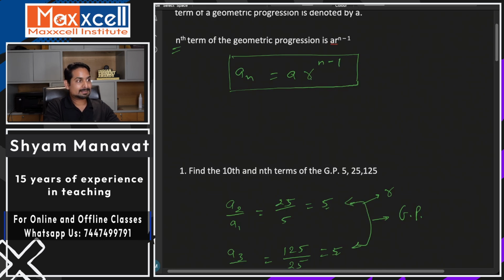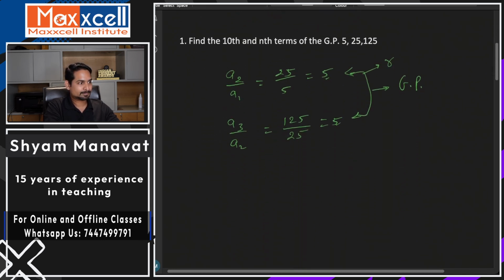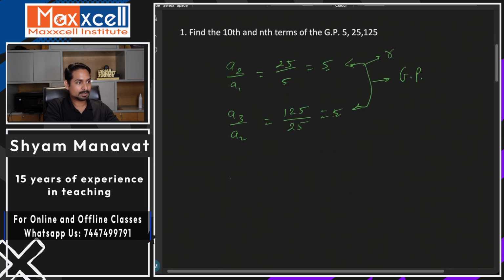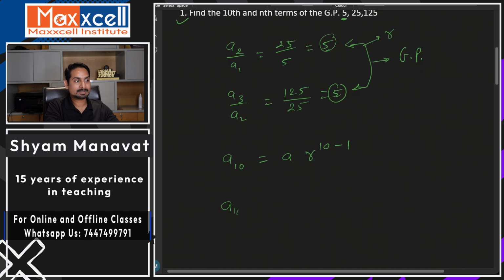Okay, the 10th term. Let's find the 10th term. The 10th term is what? a into r raised to 10 minus 1. That's how we write the 10th term. Now for this particular question, I know the first term is 5 and the common ratio is 5 itself, right? So for the 10th term, I will say 5 into 5 raised to 10 minus 1.